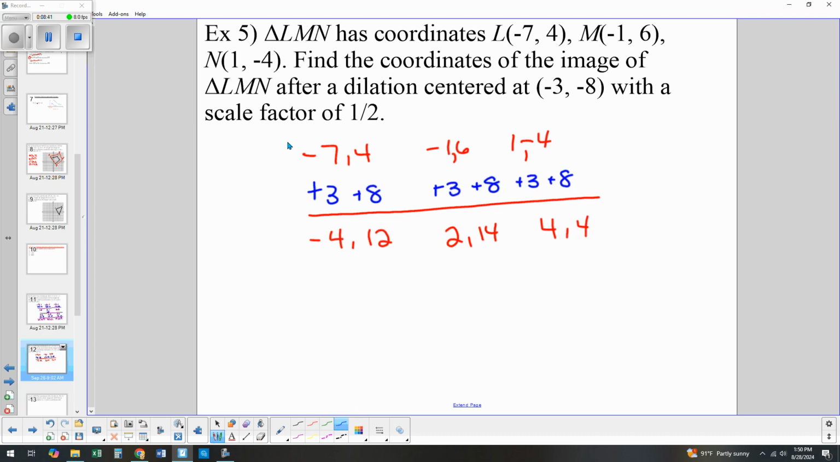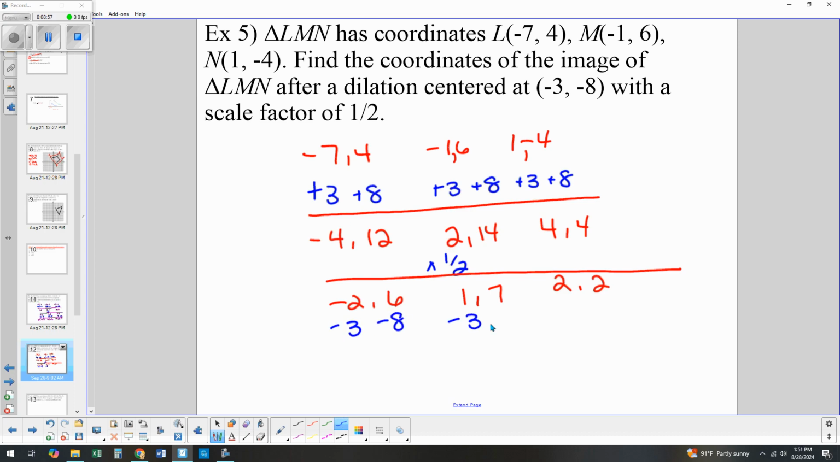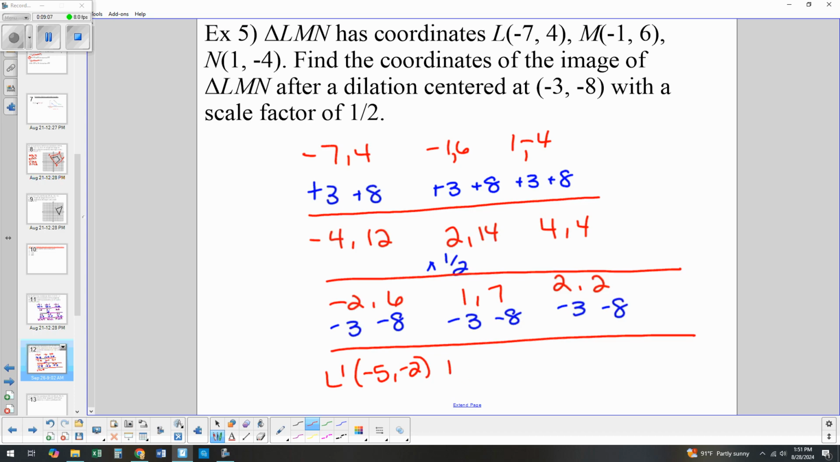Then my rule, I'm going to multiply by 1/2, which is the same as dividing by 2. So that's going to be negative 2, 6, 1, 7, and 2, 2. And now we're going to put that negative 3, negative 8 back. So L prime is negative 5, negative 2. M prime is negative 2, negative 1. And N prime is negative 1, negative 6.